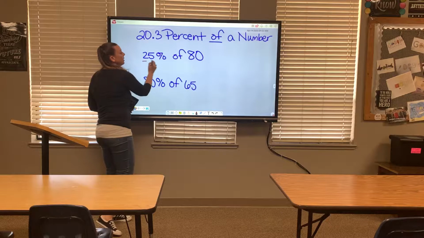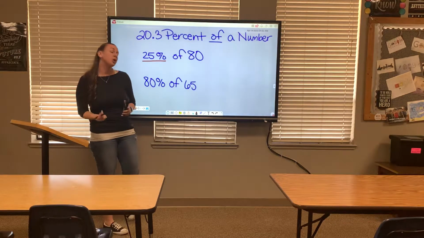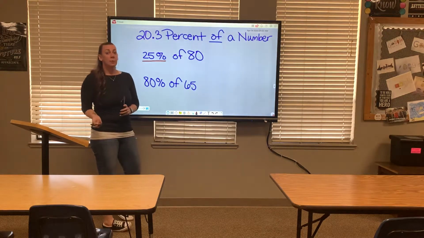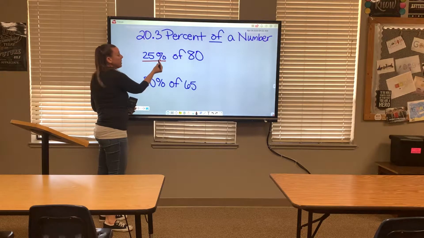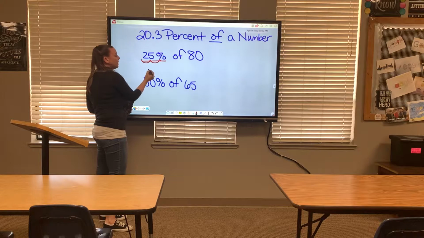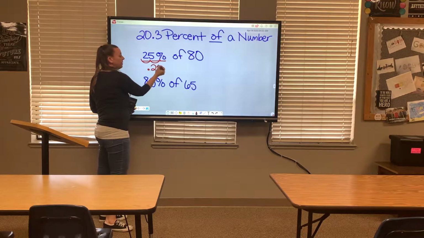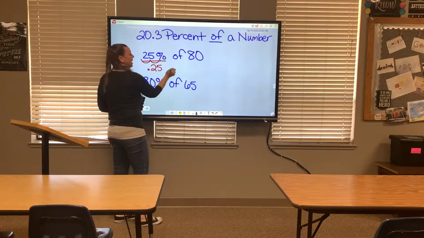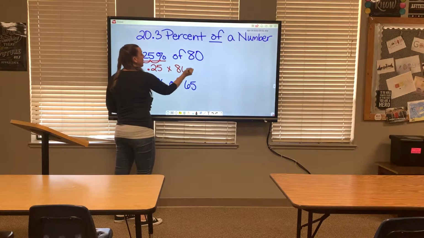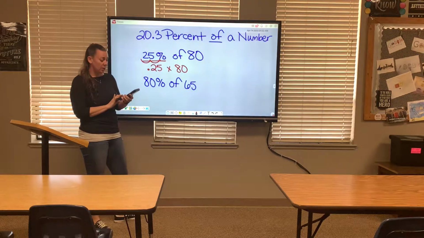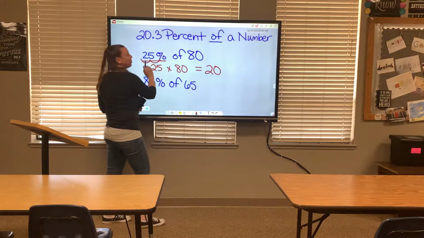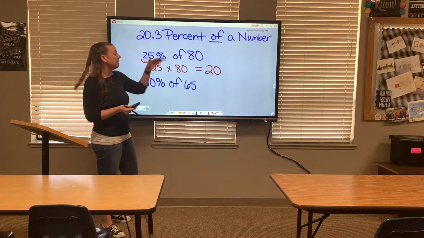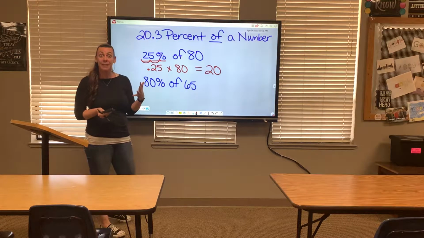So the first step here is we want to look at this 25% and make it into a decimal. The easiest way to do that, like I said before, is we take from the percent symbol, we move 2 decimal spots. So I have 0.25. That word of means that I multiply 80. So now I have my operation. I'm going to do 0.25 times 80 equals 20. So 25% of 80 is 20. So that's it. Okay, we're just multiplying.